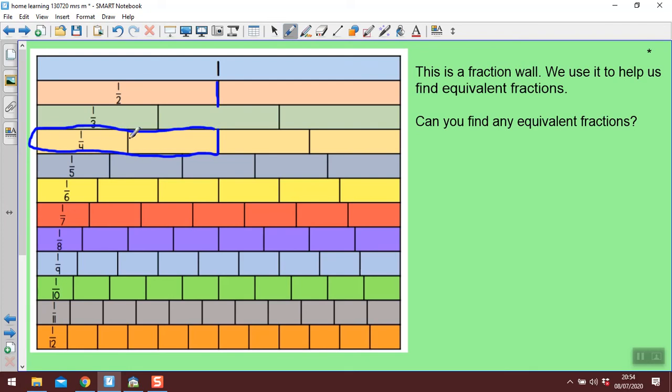That's a quarter, and that's a quarter. So what fraction is equivalent to 1/2? A quarter add a quarter is 2 quarters. So 1/2 is equivalent to 2 quarters. What else is equivalent to 1/2? Follow the line down again. So 1/2 is the same as 2 quarters. It's also the same as, look, there's a line here.